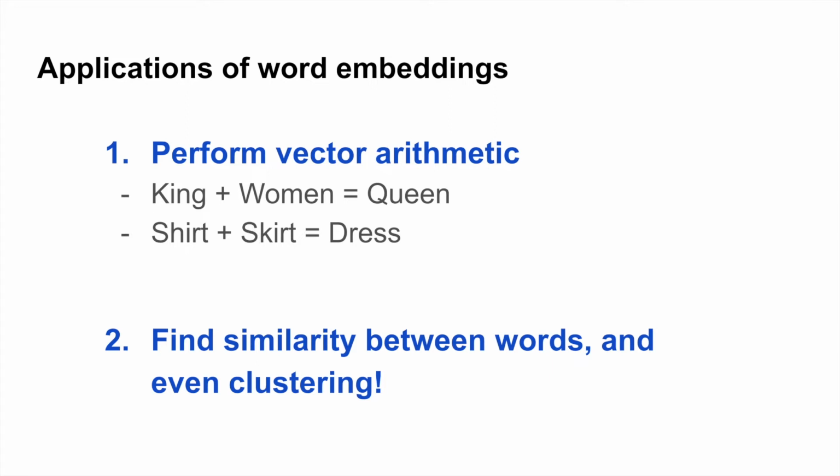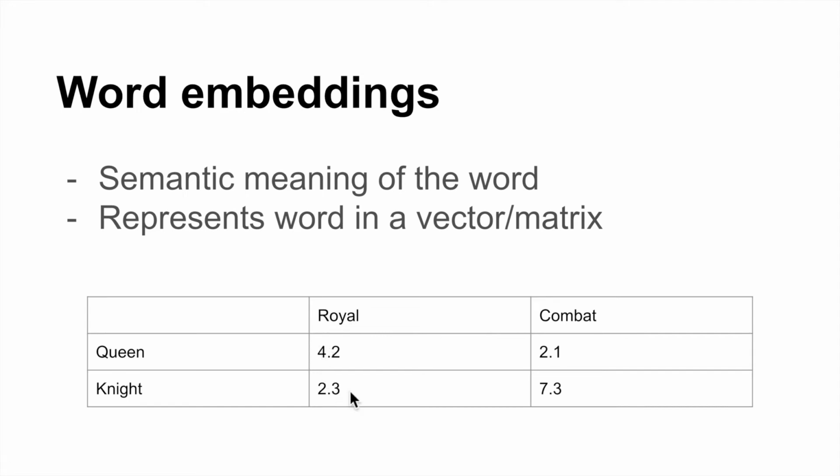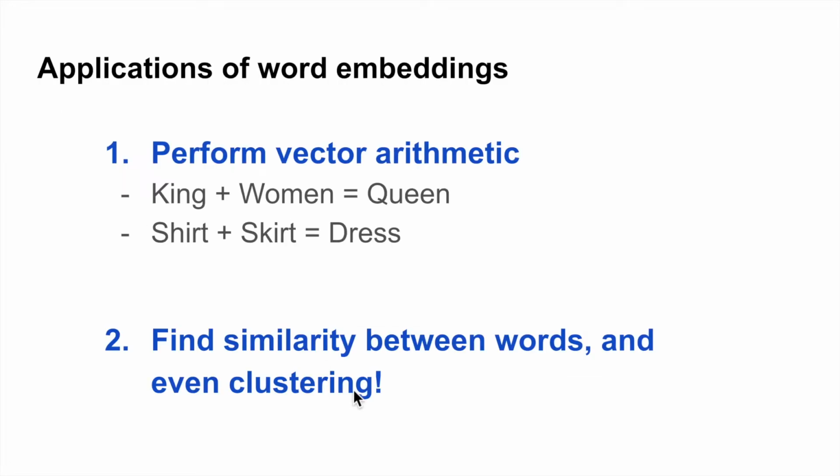Okay, so another application is that we can find the similarity between words. Since each feature has a value assigned to it, we can actually plot or visualize them, and then we can see that there might be a cluster over here, and the words in that cluster might have similar meaning, such as queen, princess or prince might be clustered together. So let's see an example.